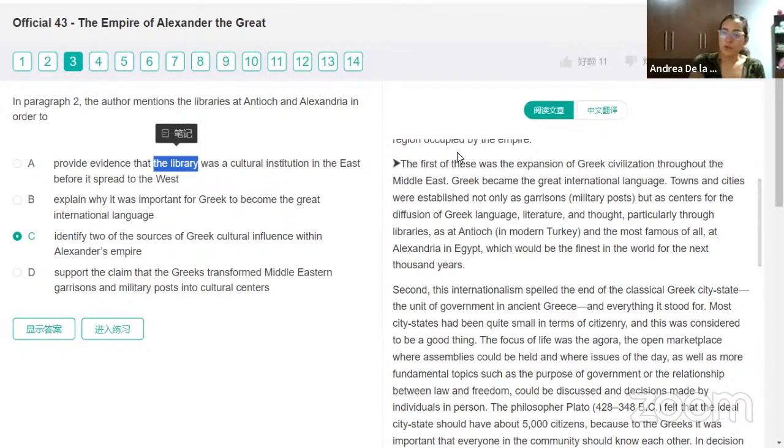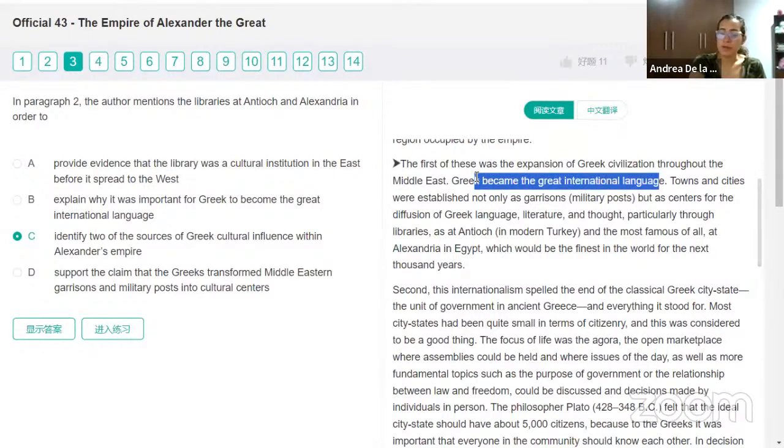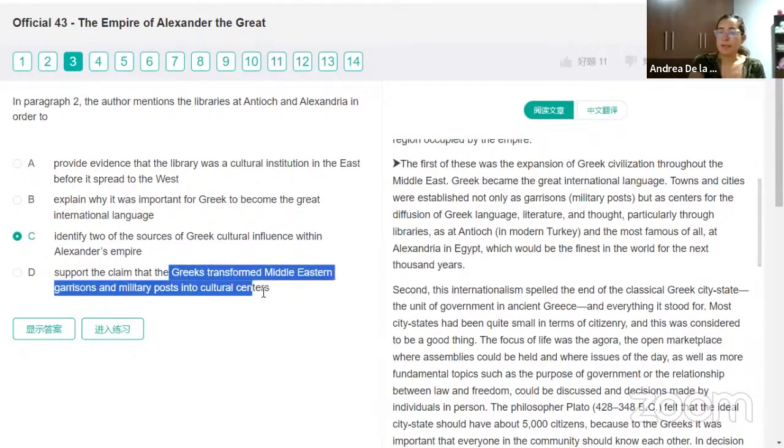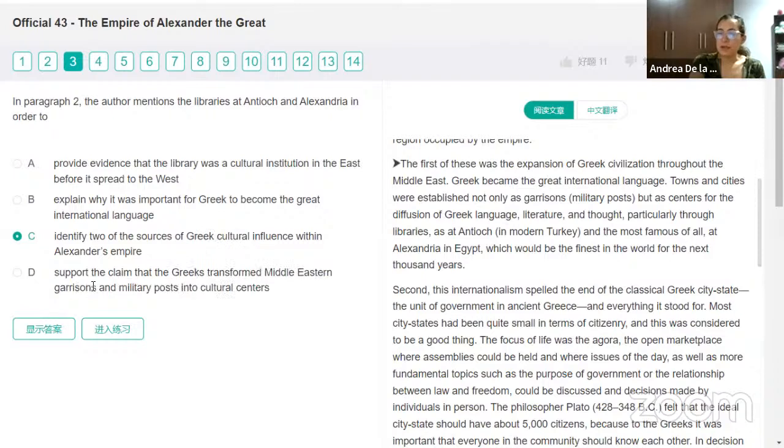Luego dice, explain why it was important for the Greek to become the great international language. No, ¿verdad? No se enfocan solo en el idioma y además no dice en ningún momento que era importante que se vuelva el idioma internacional. Sí se volvió, pero no explican por qué. Entonces, y las bibliotecas no explican el por qué. Support the claim that the Greeks transformed Middle Eastern garrisons and military posts into cultural centers. Para empezar, esto es información falsa, que no dice en ningún momento que se transformaron los military posts into cultural centers, no dicen eso. Entonces tiene que ser C.